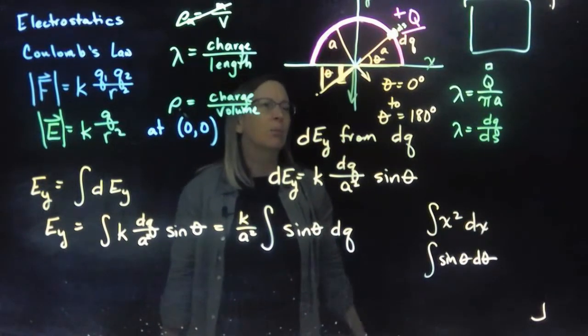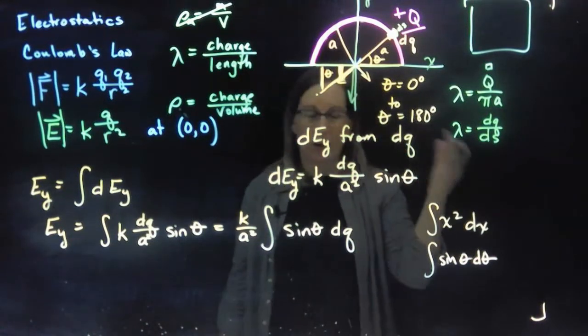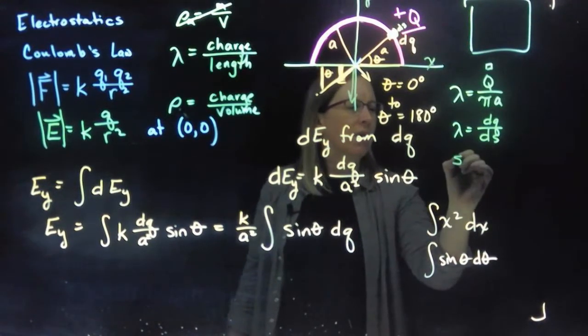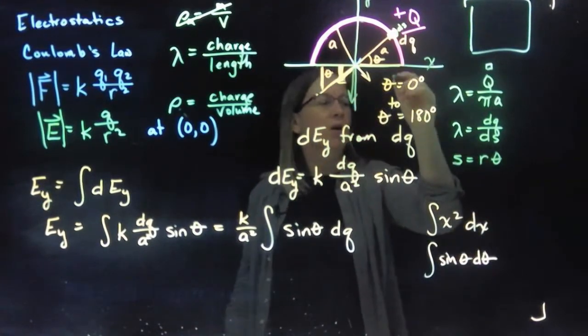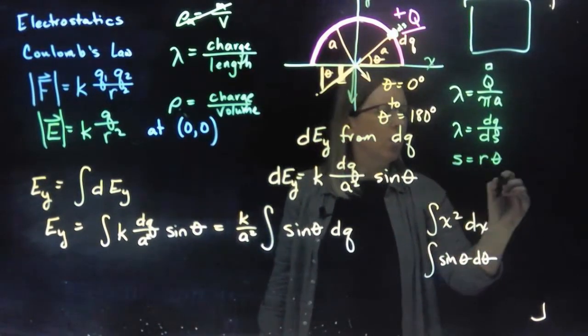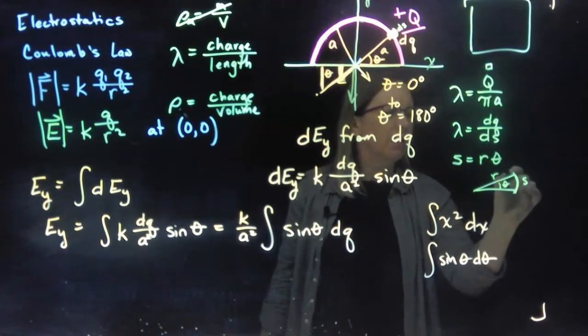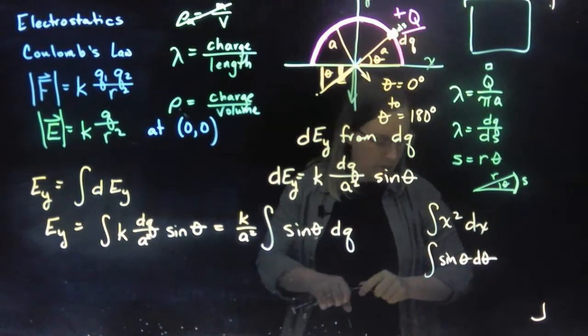How does that help? Well, you may or may not remember from when we were doing angular stuff in Physics 1, we have the arc length s is equal to r theta. In other words, however far you are along a circle, if this is your theta, this is r, this is s, this arc length is r times theta. That should be somewhat familiar to you.